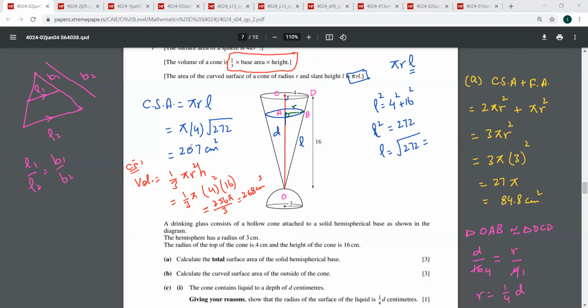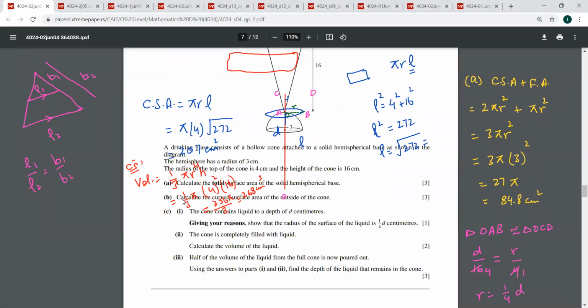Acha, you have missed that pi here. Acha. And then in the last part, it says half of the volume of the liquid from the full cone is now poured out. Using the answers to part 1 and 2, find the depth of the liquid that remains in the cone.